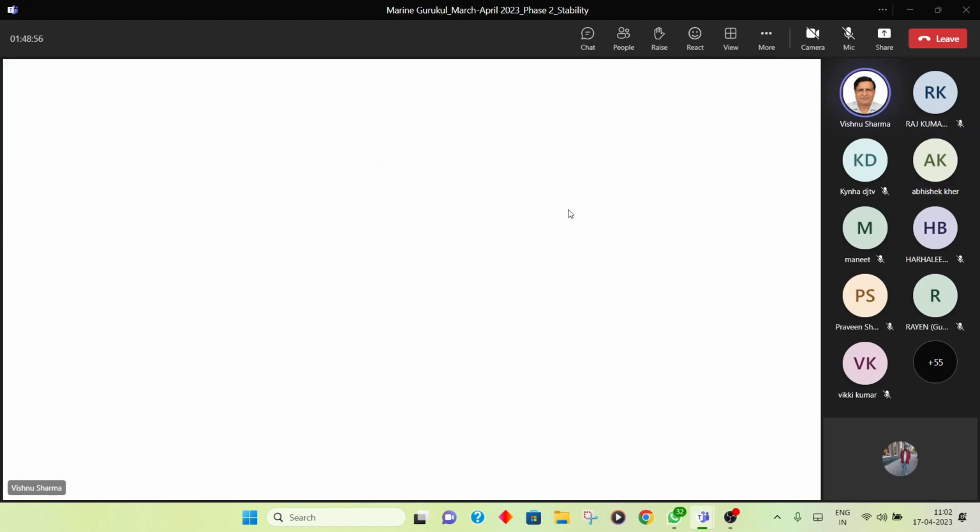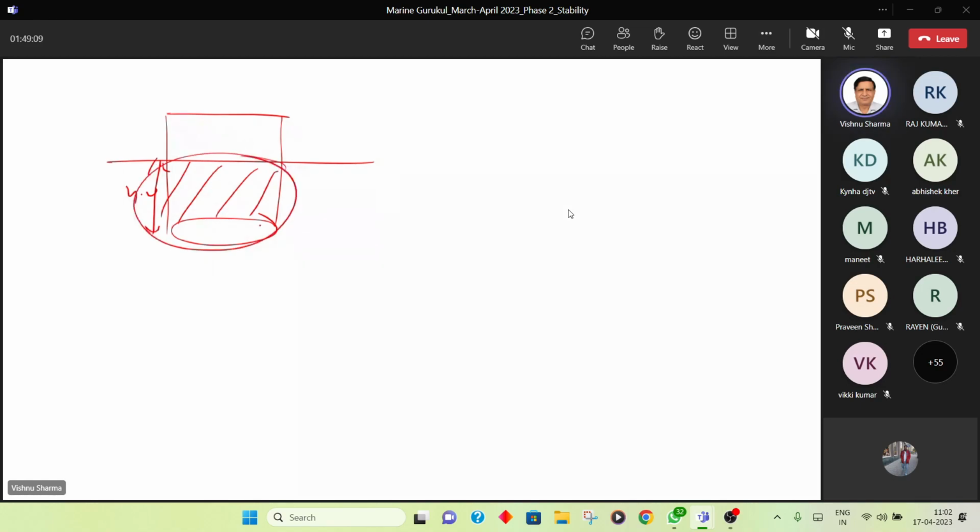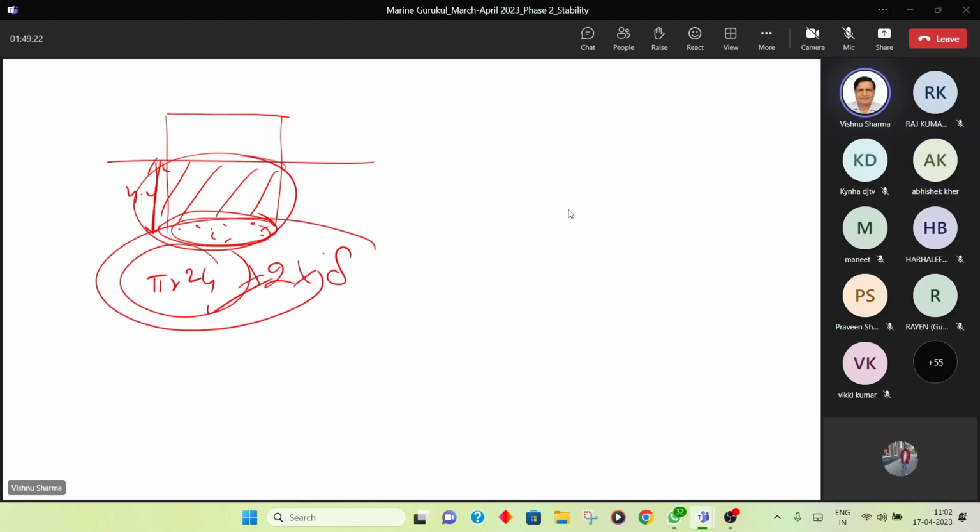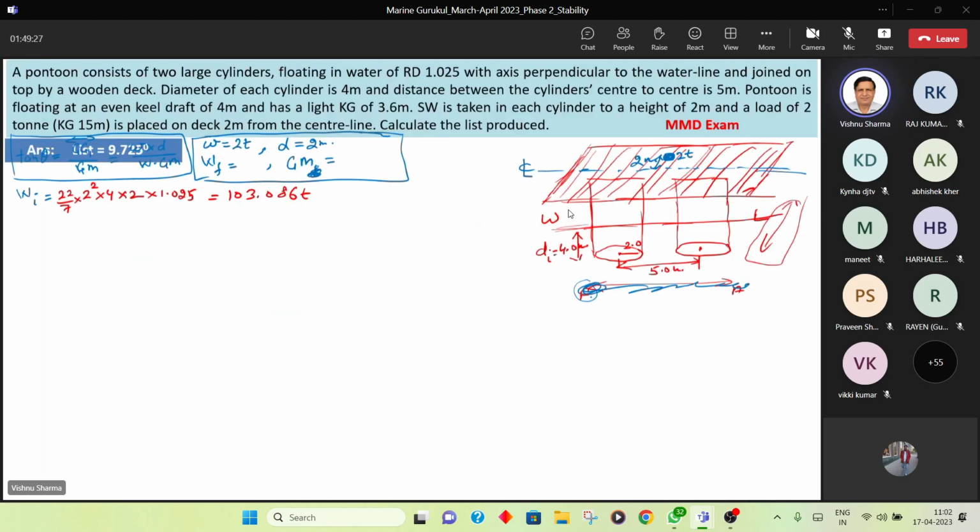Beta, if anyone is not clear, this is the cylinder, one cylinder. Its water line is up to this place. This is the underwater volume of this cylinder. Draft is 4 meters. Volume of this cylinder will be the area of the base, this area, which will be pi r square into height, 4 meters. This becomes the volume, into 2 for two cylinders, multiplied by density of seawater is the displacement of this particular raft in the light condition. Yes or no, guys? Correct, beta? Yes, sir. Right.